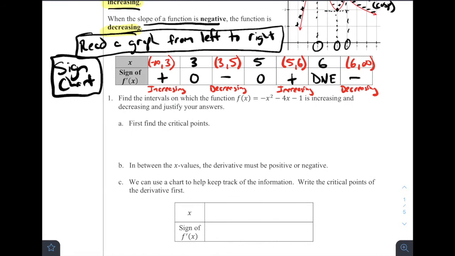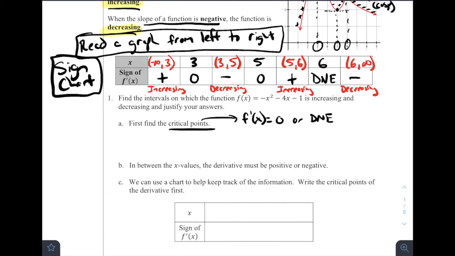Number 1, find the intervals on which the function f of x is equal to negative x squared minus 4x minus 1 is increasing and decreasing, and justify your answers. These steps are going to walk us through the process of this. So first, find the critical points. Again, critical points are places where the derivative is equal to 0 or it does not exist.